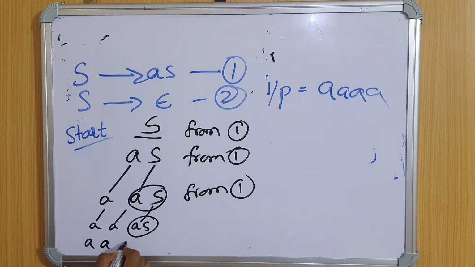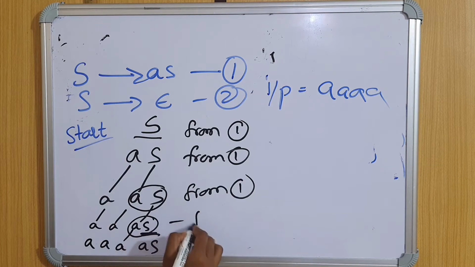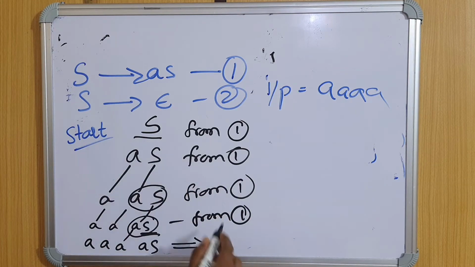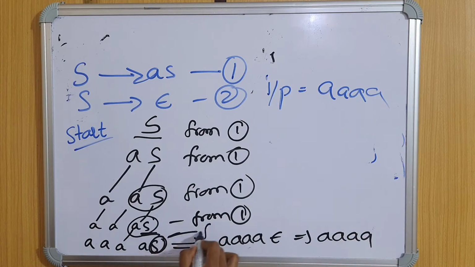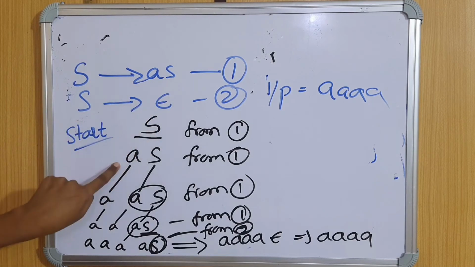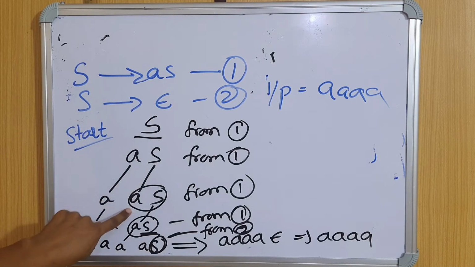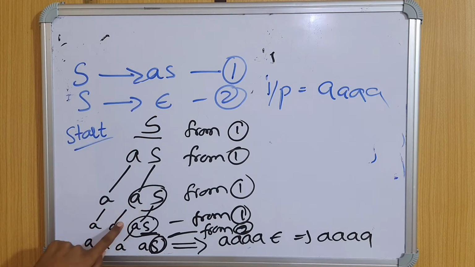So again from S I can write AS from rule 1. Again my input string is A. In place of S I can write epsilon, and we can remove epsilon, from production number 2. So S derives A's; taking A as it is, in the place of S I write AS, again taking A as it is, and finally in the place of S I write epsilon. So I got my input string.